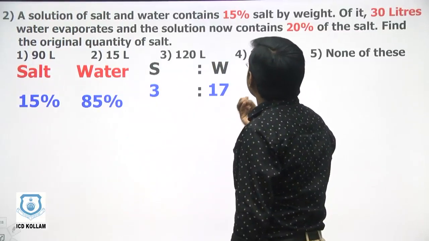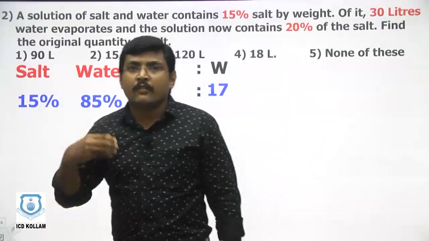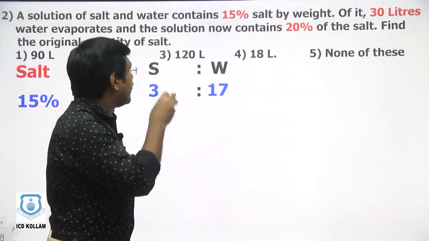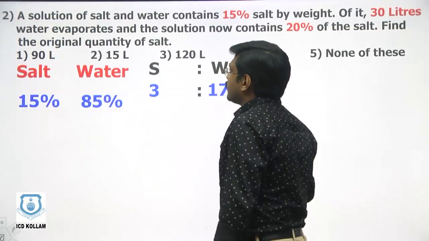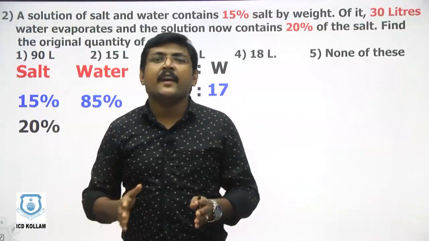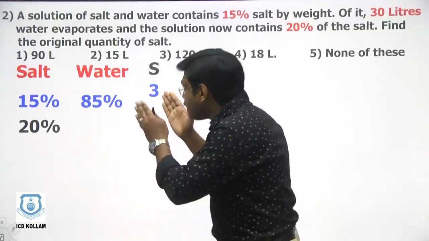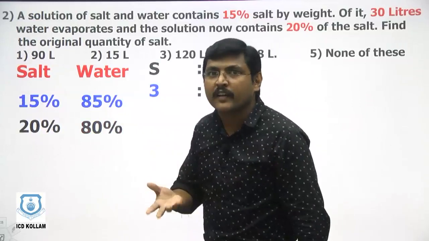And the solution now contains 20% of the salt. When 30 liters of water evaporate, as a result, in the present solution the percentage of salt is clearly given as 20%. So I am considering the salt percent as 20%. Again, that's a new solution, right? So if I consider the total as 100%, out of 100, if 20% is salt, then for sure the remaining 80% will be water.